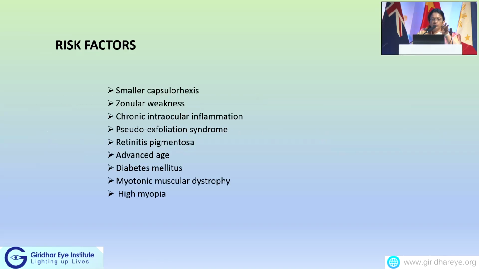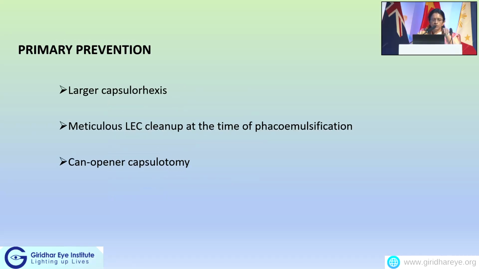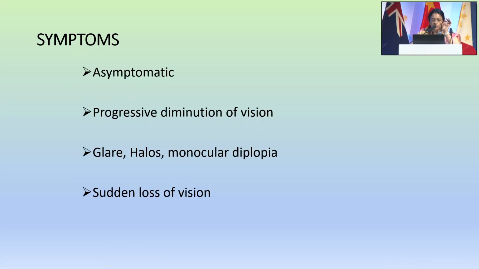And a smaller capsulorhexis, zonular weakness, advanced age, and high myopia are all risk factors for the development of capsular phimosis. It can be reduced by making a larger capsulorhexis and also by meticulous lens epithelial cell cleanup at the time of phacoemulsification. A can-opener capsulotomy rather than a continuous curvilinear capsulorhexis is associated with less incidence of capsular phimosis.